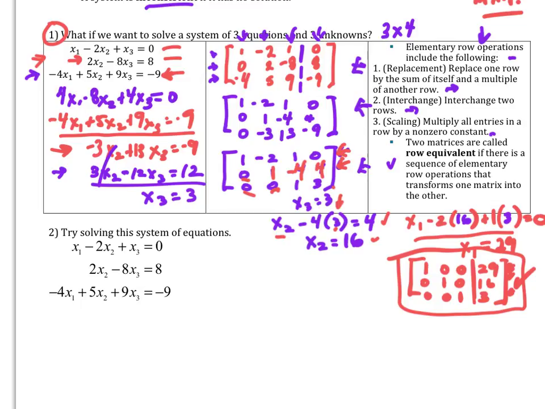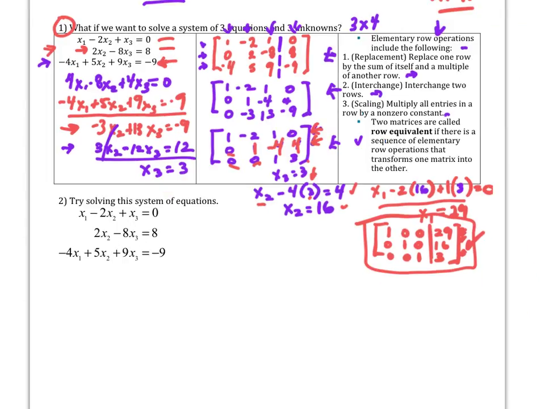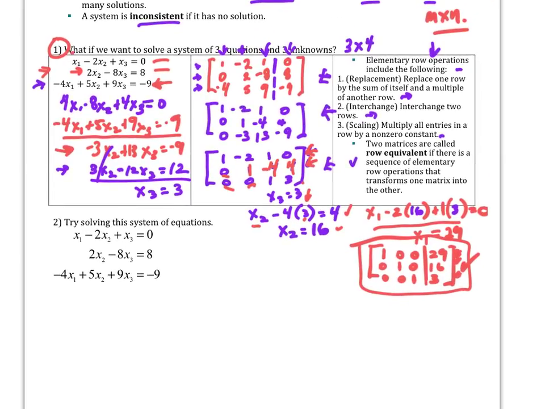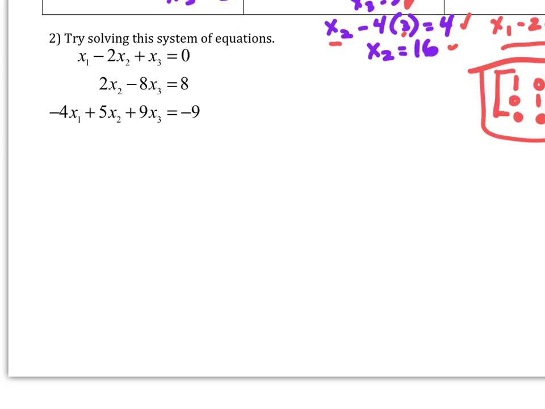So let's try number two with an augmented matrix. And one other thing I should point out is that these three numbers, 29, 16, and 3, go back and substitute them into my original up here, and you should be getting equivalent statements for each one of those three equations. If you don't, you made a mistake someplace. Okay, so let's try number two.